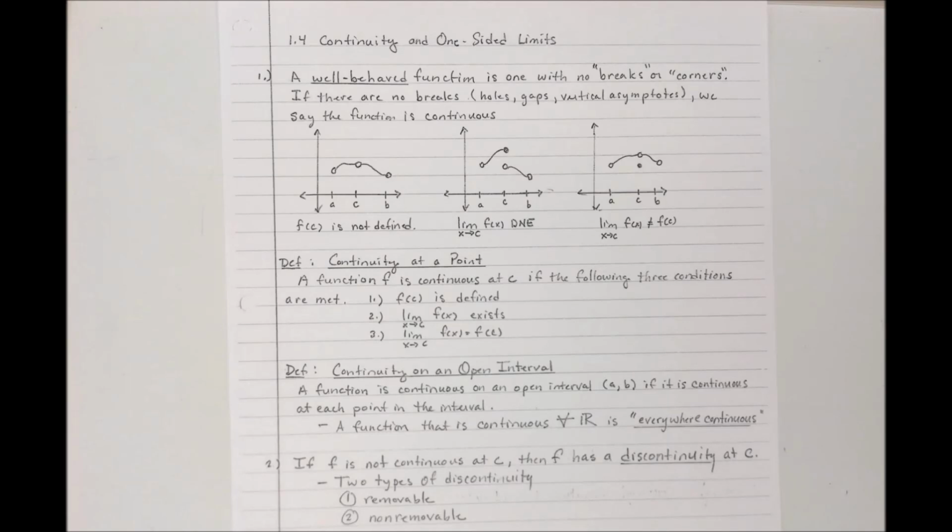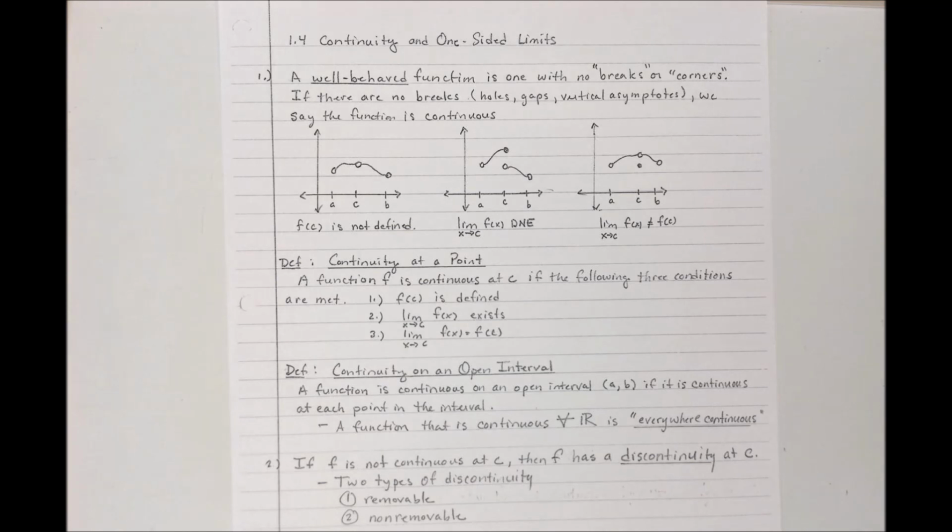Chapter 1, Section 4 is on continuity and one-sided limits. Now, continuity we've talked a little bit about before, but we're going to define it. And when we talk about a well-behaved function, as I mentioned in the last video, a well-behaved function is a function that's continuous. There aren't any breaks.